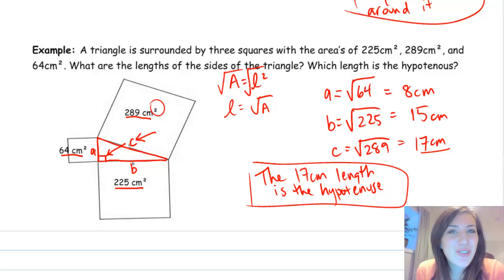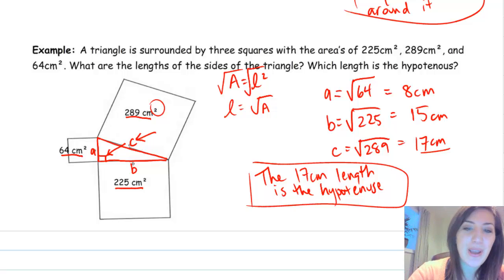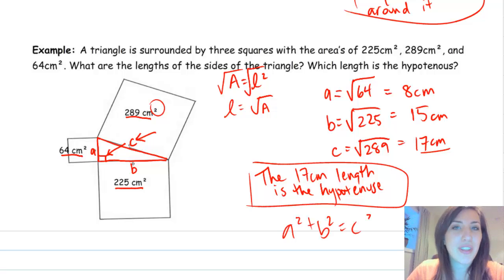Alright, so that's our introduction to the Pythagoras relationship, the Pythagorean relationship, a squared plus b squared equals c squared. We are going to explore this not only in class tomorrow, but for a few days. So please come to class with some questions and ready to learn.